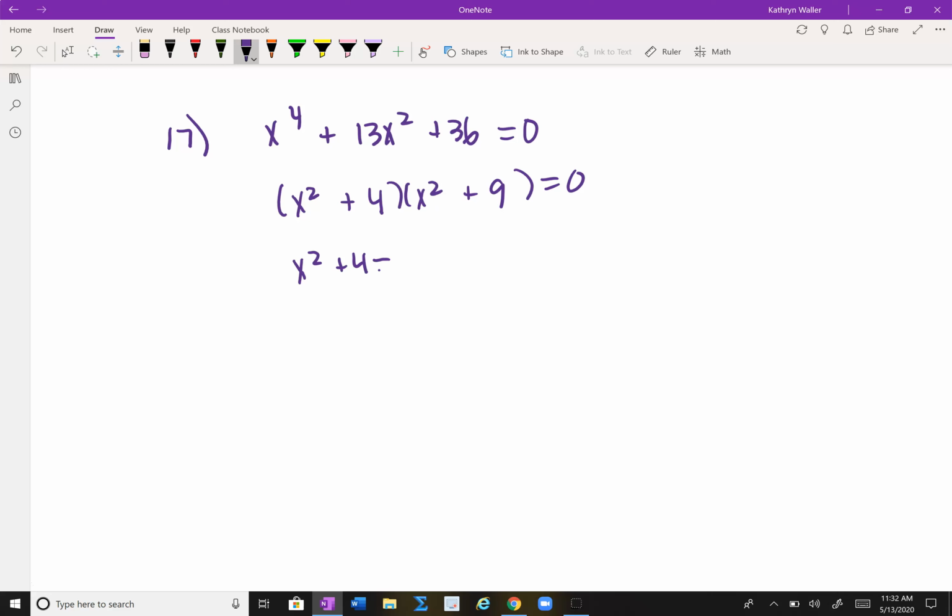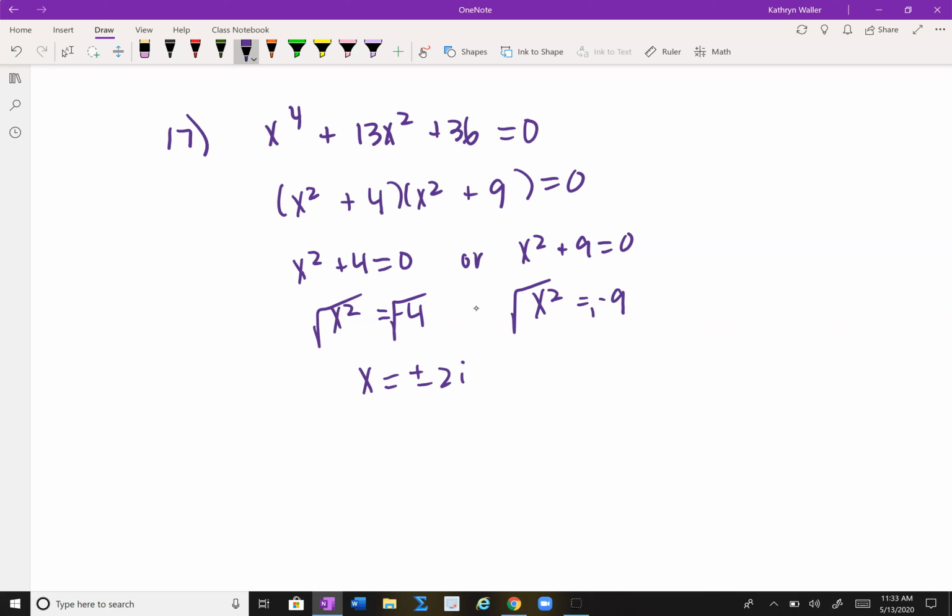So go x squared plus 4 equals 0, or x squared plus 9 equals 0. This gives you x squared equals negative 4. Square root it. X equals plus or minus 2i. This one, x squared equals negative 9. Square root it. And that gives you plus or minus 3i. Let's just write that separately. I don't want you to miss things because of silly reasons, so let's do that.